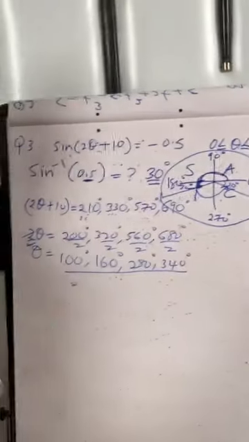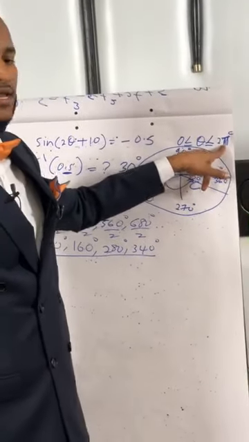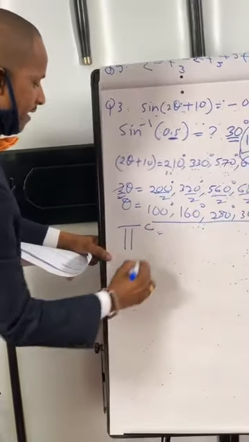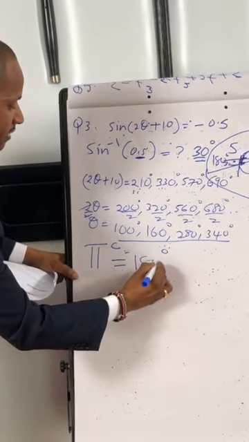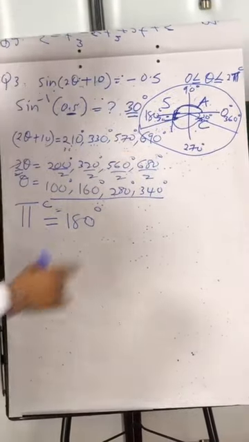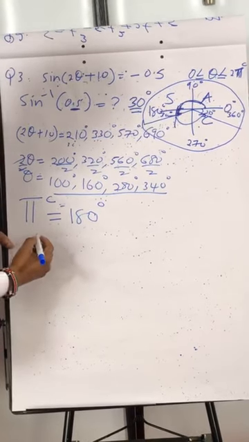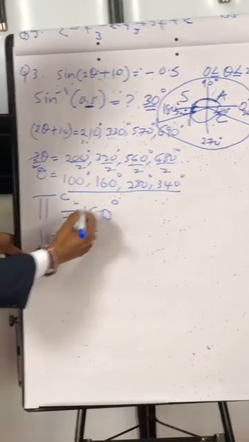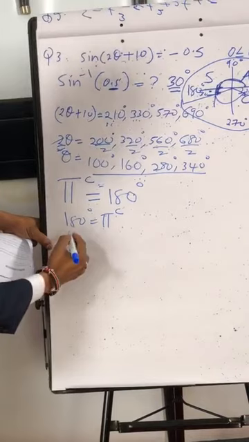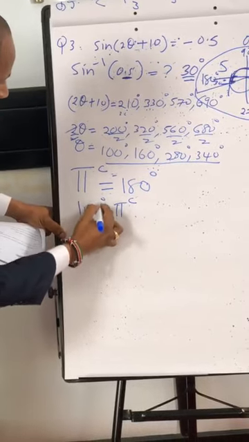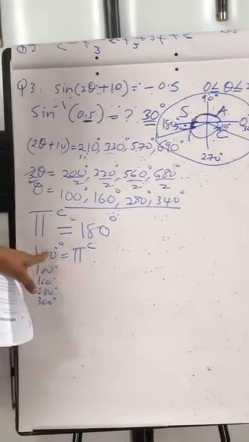These are the answers. But remember, we are told to write our answers in pi radians. Common rule in maths, 1 pi radian equals 180 degrees. When you move from 0 to 180 degrees, you've made a pi radian. Therefore, we want to convert this. If 180 degrees equals pi radians, what about all these angles? What about 100? What about 160? What about 280? What about 340 degrees?